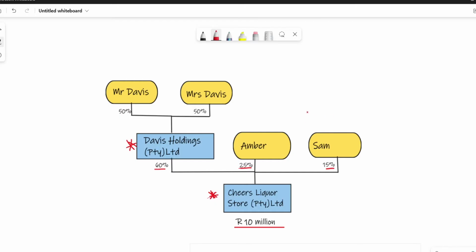So the second scenario could be, what happens if something happens to Amber? What if Amber passes away? Then Davis Holding Company and Sam will be interested in buying that shareholding. So therefore, a policy will be taken out on the life of Amber, so that on her passing, they'll have the funds in order to purchase her out.